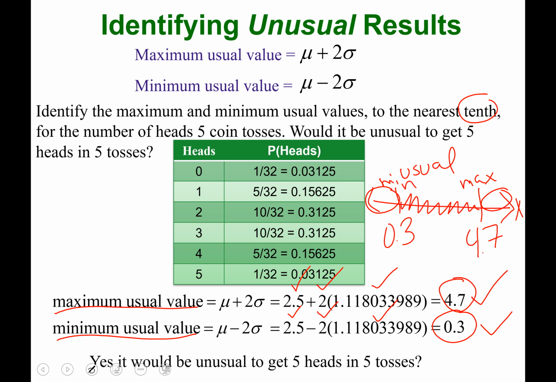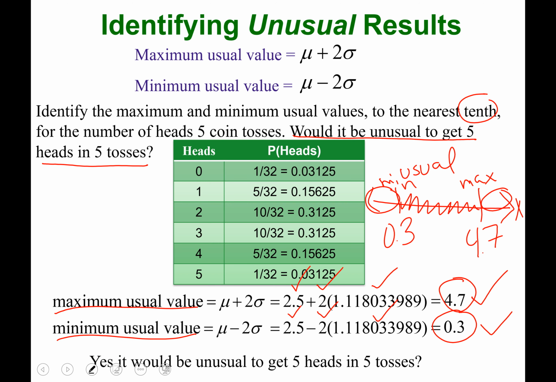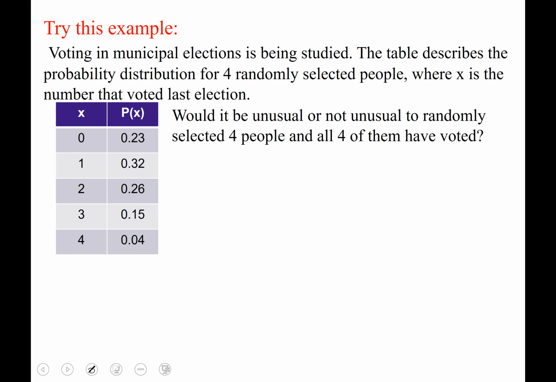So our answer, well, let's address that question. Would it be unusual to get 5 heads in 5 tosses? Well, let me get a highlighter. 5 is right about here. So that is past our max usual range. So the answer is yes. It would be unusual to get 5 heads in 5 tosses. It's because it's above our 4.7, which is the max usual number. All right, I would like you to pause this video now and try this example, please.